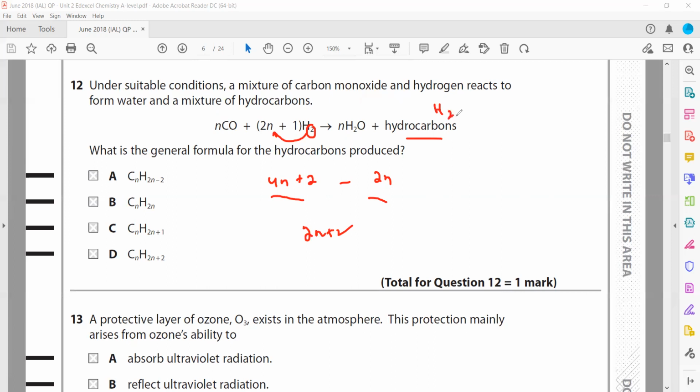So hydrogen should be 2n plus 2, and carbon should be n, because for a balanced equation, the total number of atoms on the right and the left should be equal. So it is CnH2n plus 2. So D will be the right answer.